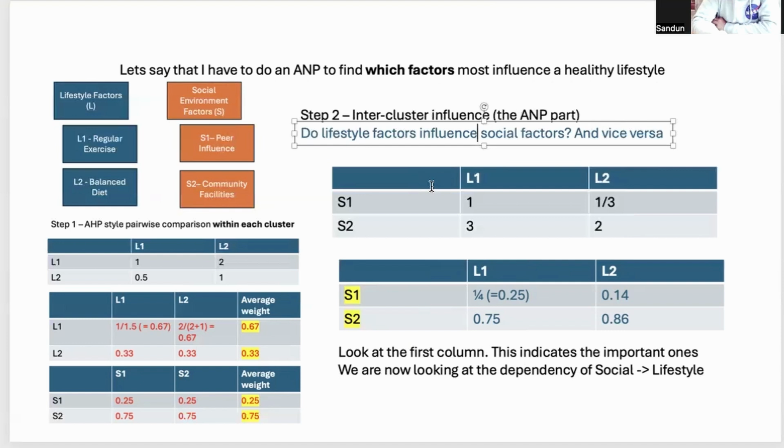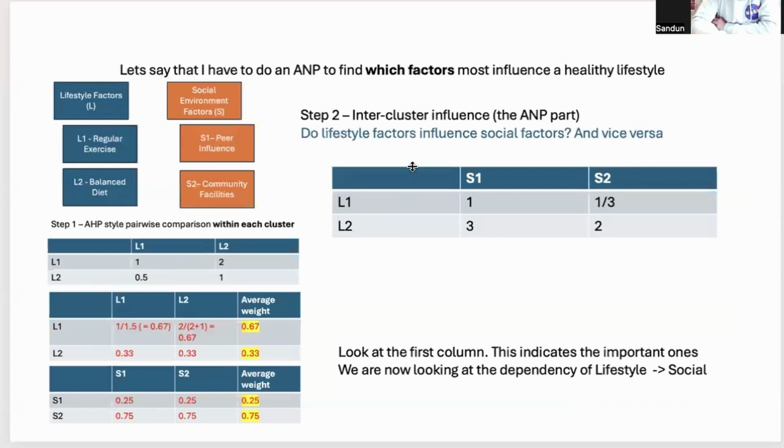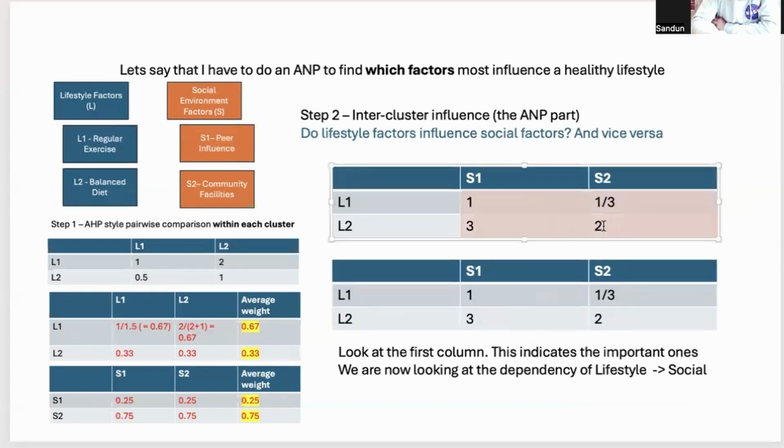Now we have to look at it the other way around, that is from the lifestyle side. So now my columns become L, and my other things become S. I'm looking at the importance of lifestyle towards the social, comparing based on lifestyle, looking at the social part. Let me delete this one, and this will be my new thing. So these are all values. Let's put in new comparison values.